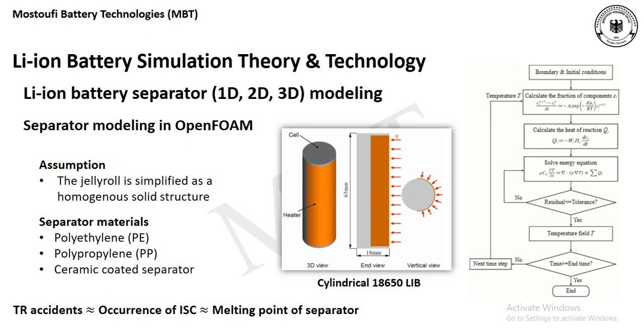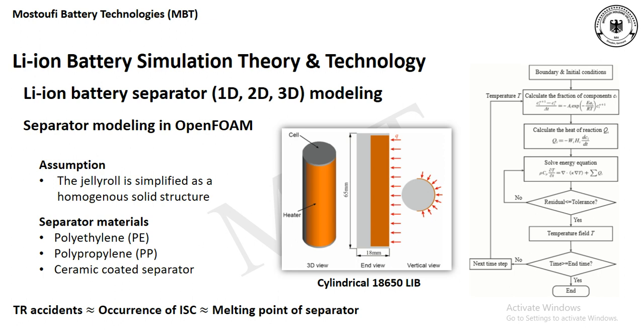So for simplifying the simulation and modeling, we need to have several assumptions. One of the important ones is the assumption that we consider the battery as a jelly roll. So the whole pack of the battery, the whole cylinder of the battery that includes the cathode, anode, and the separator, is considered as a homogeneous solid structure.